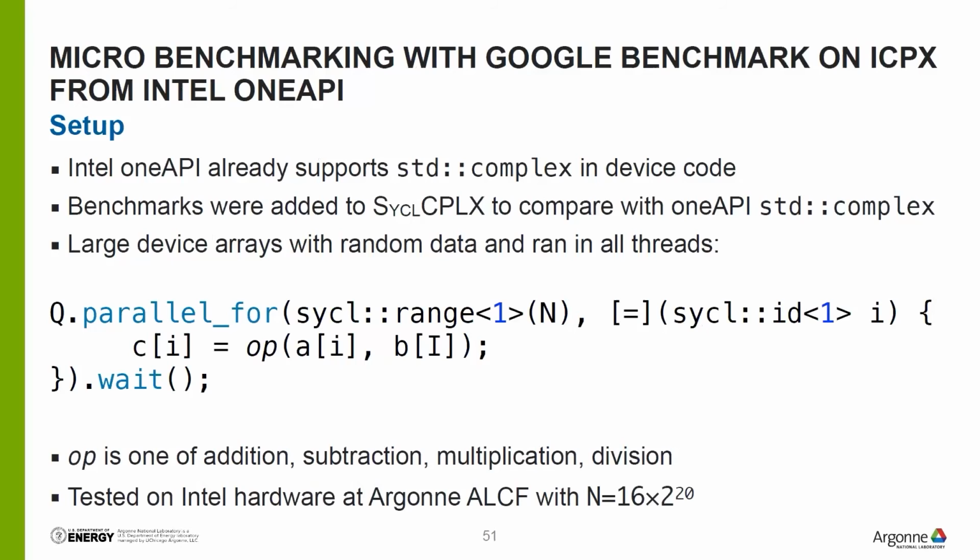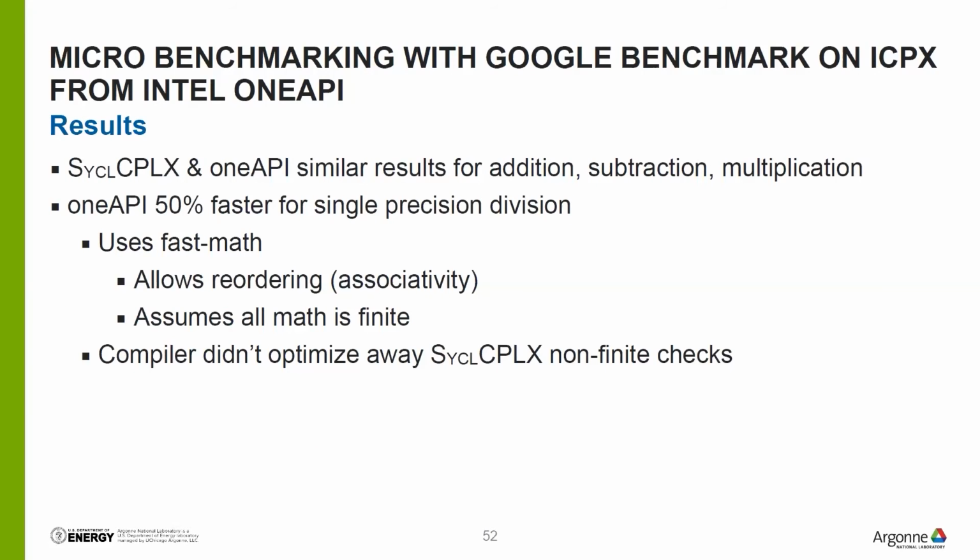We did some benchmarking, basically running this with random data for addition, subtraction, multiplication, and division. We ran it at Argonne. Addition, subtraction, and multiplication turned out roughly the same, with the same results. oneAPI was 50% faster for single precision division, though. That's because it uses fast math, and there are lots of optimizations that allows, like the two biggies. It allows reordering, so associativity, which floating point normally does not, and it assumes all math is finite, so those infinities and NaNs are not there.